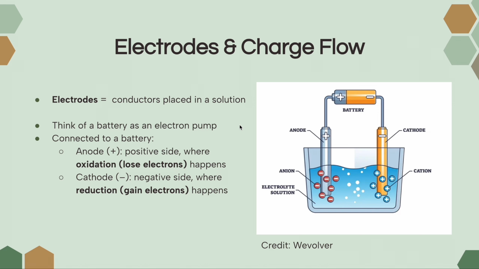You can think of the battery as an electron pump, and the anode on the left side of this image is the positive side. Here, oxidation happens, which means that particles lose electrons. And on the right side, it's the cathode, which is the negative side. Here, reduction happens, which means that particles gain electrons.